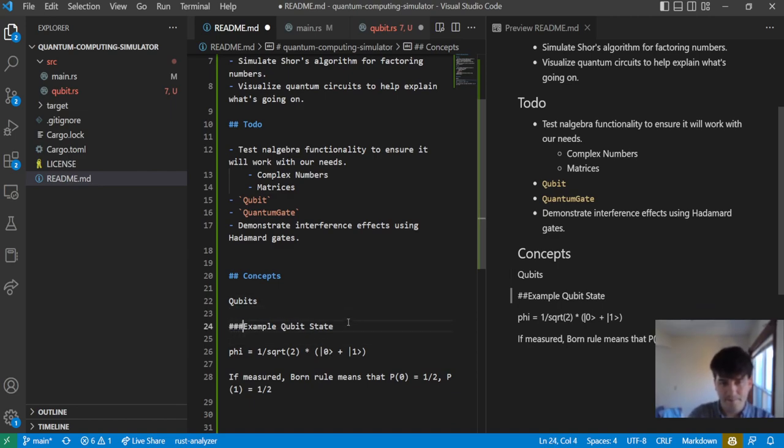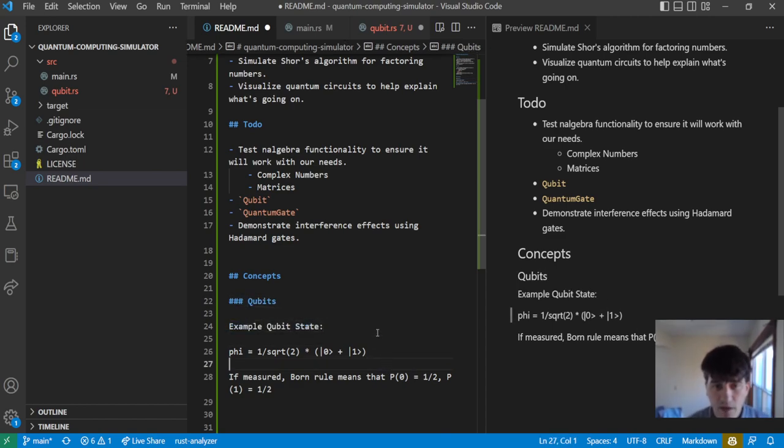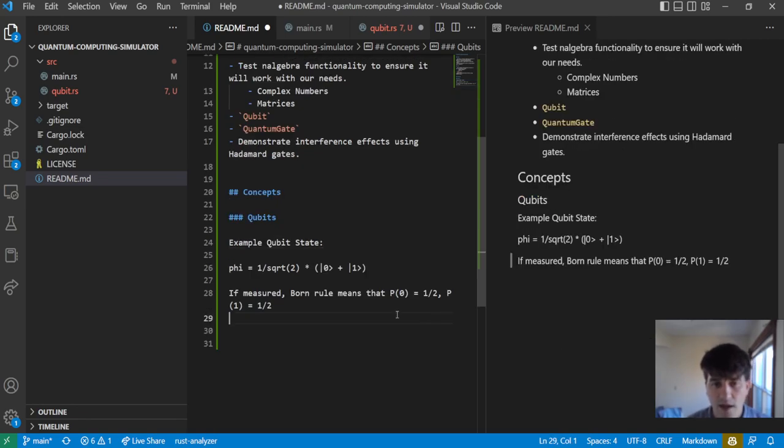I'm spending time formatting, and I shouldn't be. It'd be cool to get LaTeX in here, though I don't know how to pronounce that, so that I can actually write math, but I'm not going to do that right now. This is the Born rule.